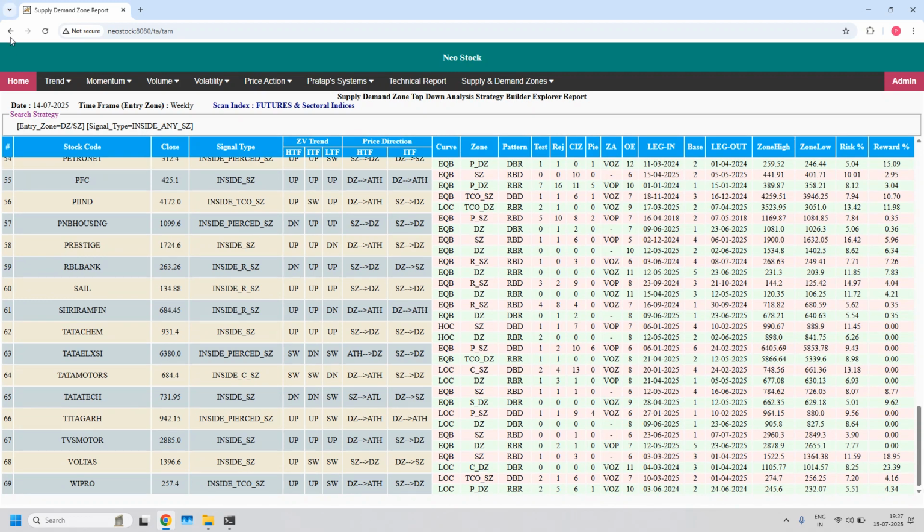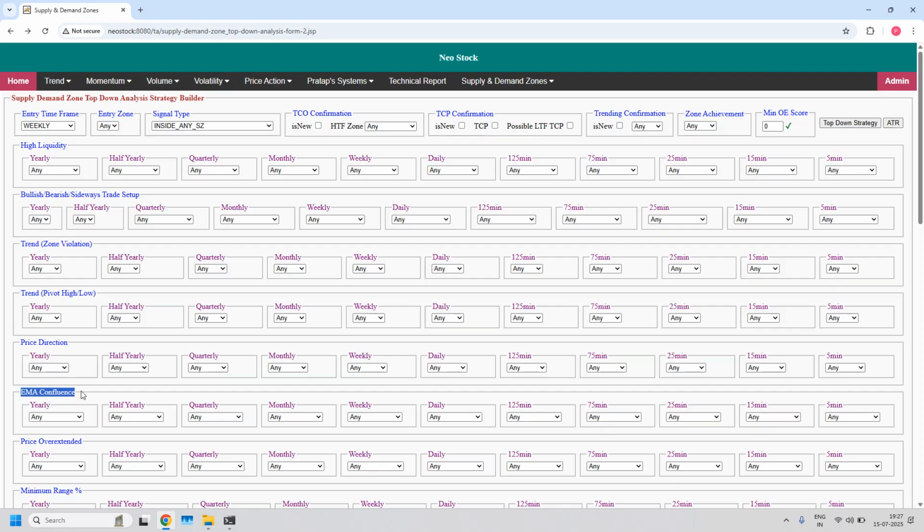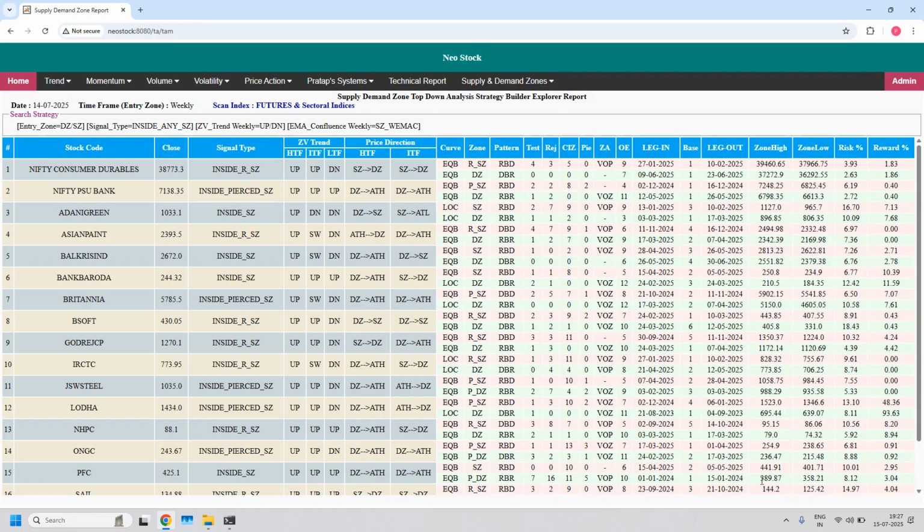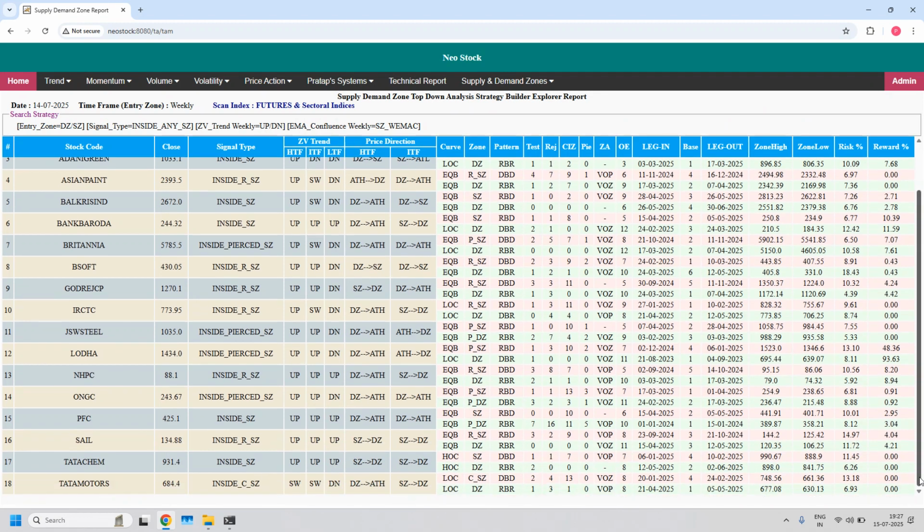We can further filter this list based on weekly supply zone having weekly EMA confluence. And also trend on the weekly should not be sideways. So first 15 stocks in the list. Scrolling the list down. Total 18 stocks are filtered. So this is about weekly time frame.